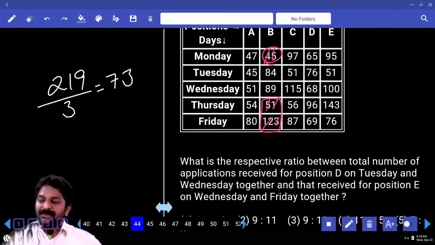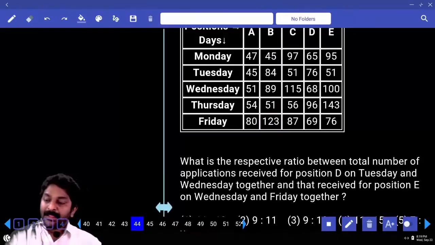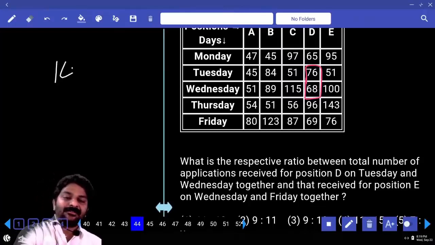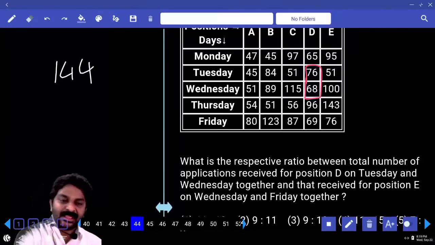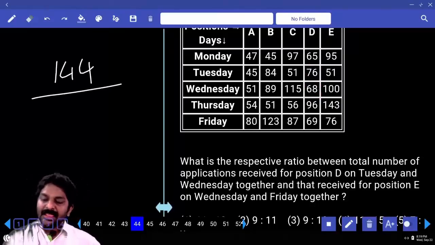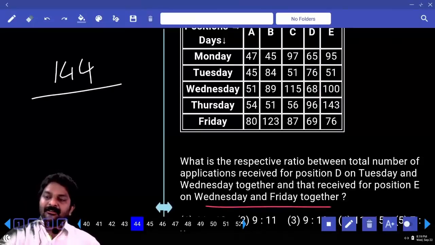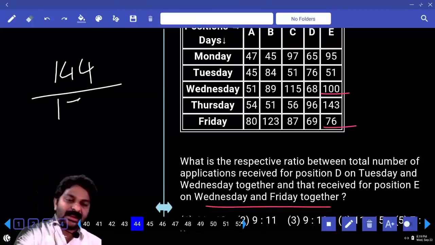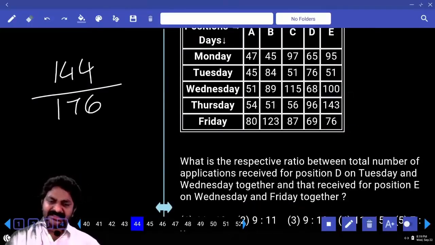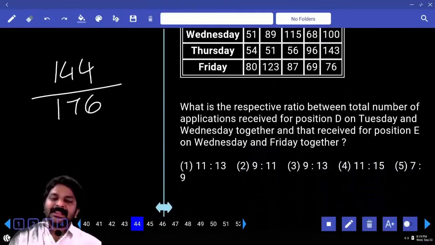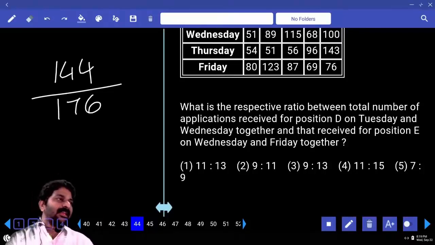What is the respective ratio between total number of applications received for positions D on Tuesday, Wednesday together? D on Tuesday and Wednesday, both days together, it is 144, as it is ratio A is to B or A by B. E on Wednesday, Friday together. E on Wednesday and Friday together, that is 176. So now your numerator is a 9 multiple, whereas your denominator is not a 9 multiple, not even a multiple of 3. Hence your first number must be a 9 multiple.